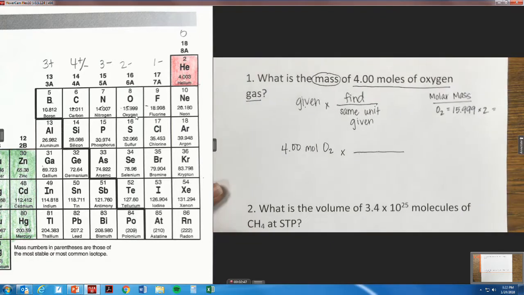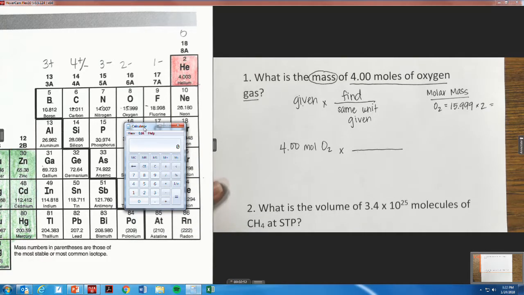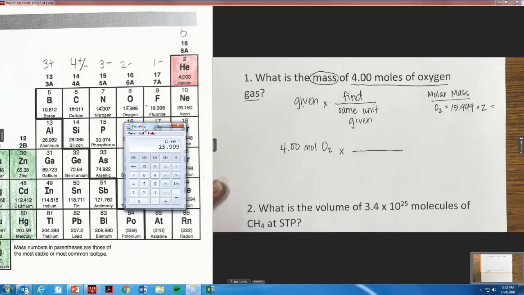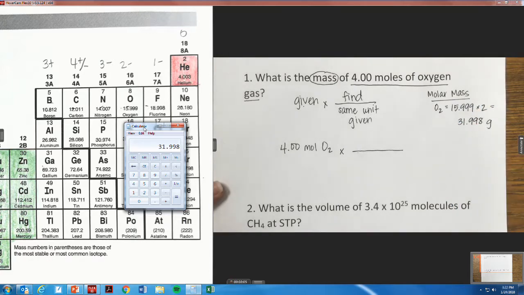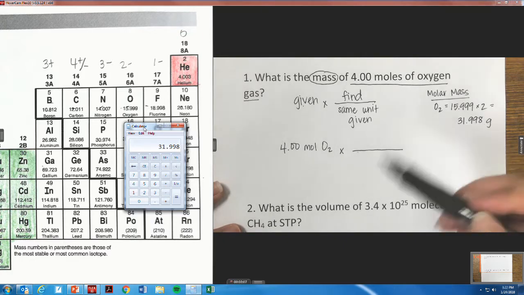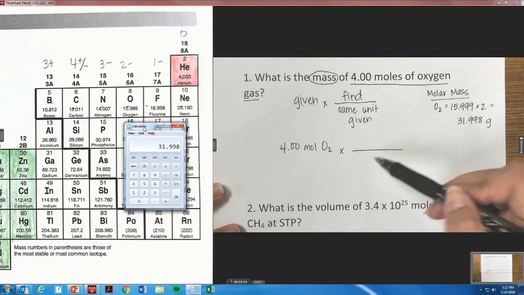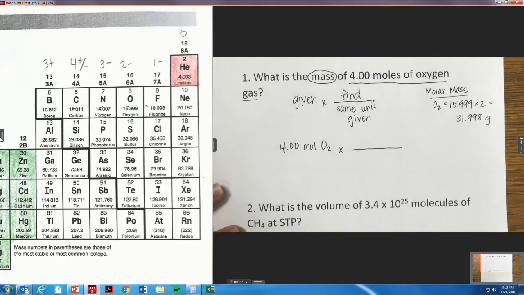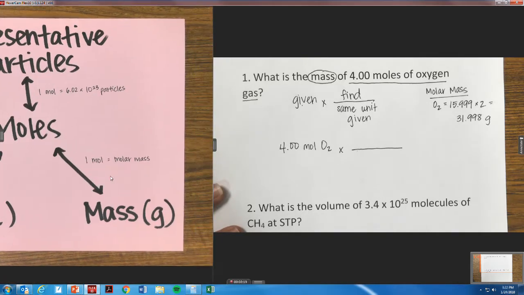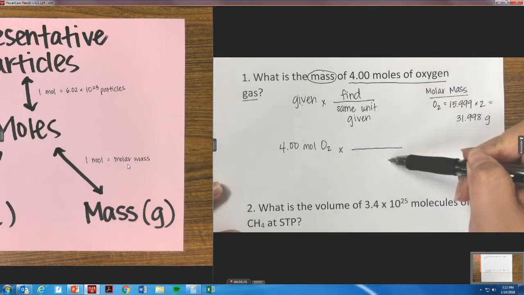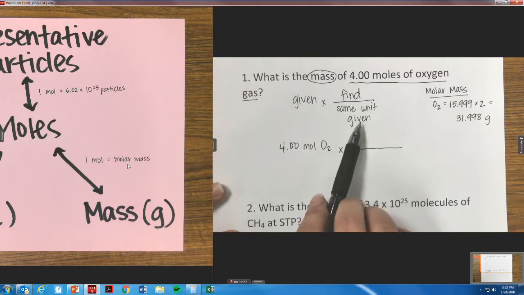So 15.999 times 2. Okay, let's take a look at our calculator. 15.999 times 2. That equals 31.998 grams. Since that's our molar mass, then we know what our molar mass is. So back to our conversion factor, which is right here. Our conversion factor is 1 mole equals molar mass. So remember, what goes on bottom needs to be the same unit as our given.